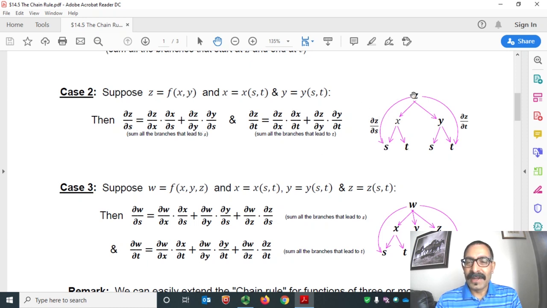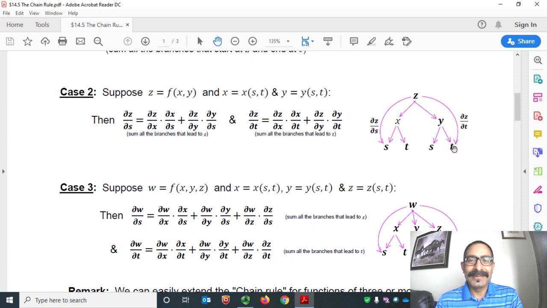So this branch here, del z over del s equals del z over del x times del x over del s, this is the s branch, and on my right side also the s branch, then plus del z over del y times del y over del s. Similarly, del z over del t equals del z over del x times del x over del t plus del z over del y times del y over del t.